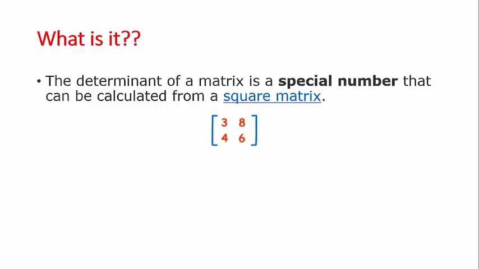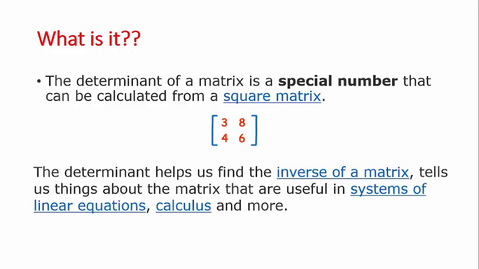Right? So here is a 2 by 2 matrix, 3, 8, 4, 6, right? A 2 by 2 matrix, 2 rows, 2 columns. The determinant helps us to find the inverse of a matrix, and tells us things about the matrix that are useful in systems of linear equations, calculus, and more. So finding the determinant is very useful, not only for this course, but later for most of the courses, right? So you know that since you have found the inverse of a matrix, in order to find the inverse of a matrix, you need to divide the cofactor matrix, right?